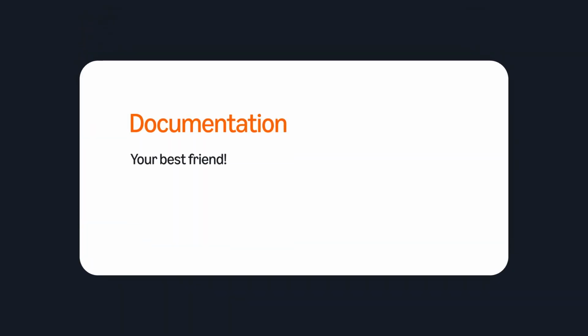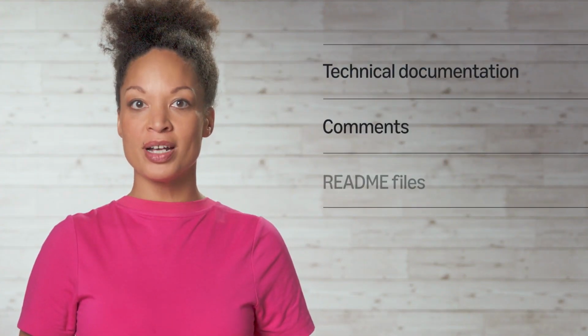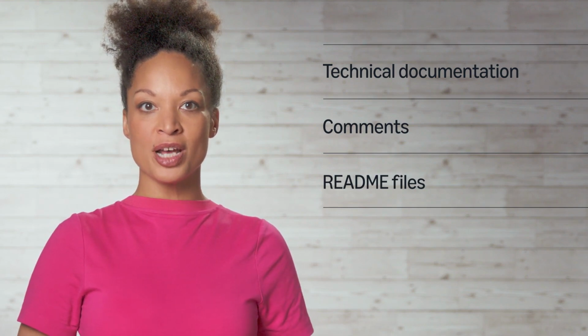Last, but certainly not least, documentation is your best friend as a developer. Writing clear and concise documentation ensures that your code is understandable not only to others but also to your future self. It includes things like technical documentation for fellow developers, like the example displayed on screen. And it also includes comments within your code and README files outlining how to use your software.